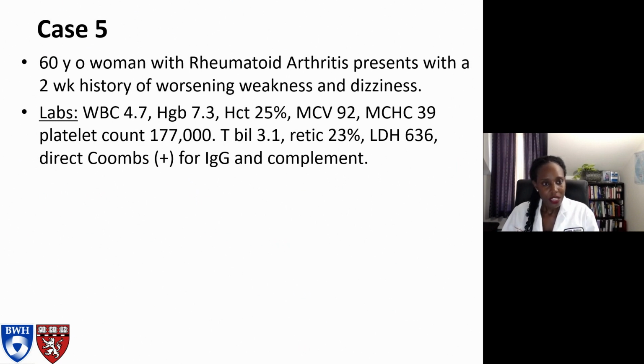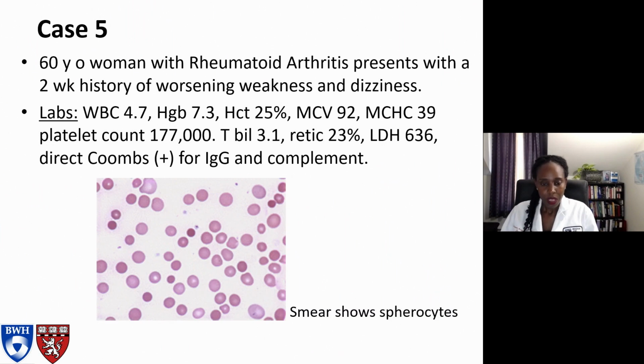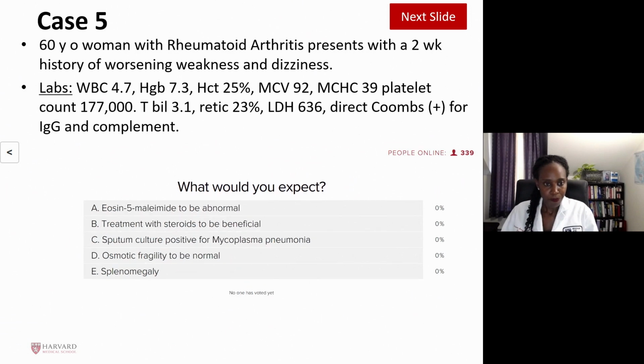The next case is a 60-year-old woman with rheumatoid arthritis who presents with a 2-week history of worsening weakness and dizziness. Her white count is 4.7, hemoglobin 7.3, hematocrit 25%, MCV is normal, MCHC is elevated, platelet count is normal, total bili is high, retic count high, LDH high, her direct Coombs is positive for IgG and complement. Her peripheral smear shows spherocytes. What would you expect in this woman?